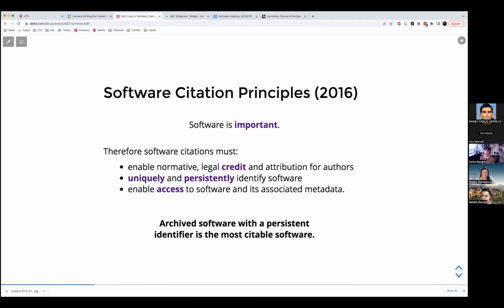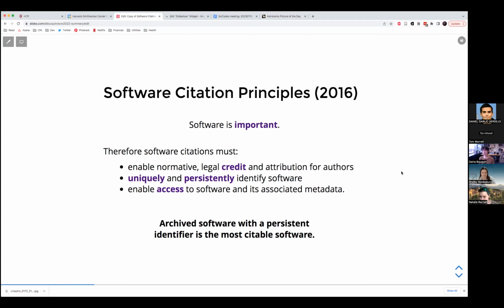And so in 2016, the precursor working group to the working group that I'm a part of established something called the Software Citation Principles, which I think that you're all somewhat familiar with, and Shelby kind of alluded to them at one point on her slide. But you basically have the idea that software citations need to enable normative legal credit and attribution for authors, and they need to uniquely and persistently identify software itself and enable access to the software and its associated metadata.